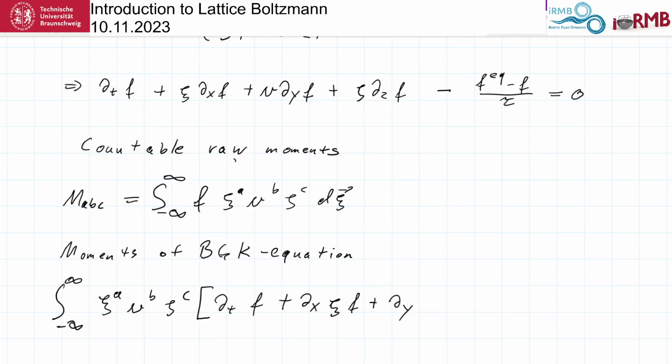dy upsilon f plus dz zeta f, minus f equilibrium minus f, divided by tau, and we integrate all of this over the entire space.